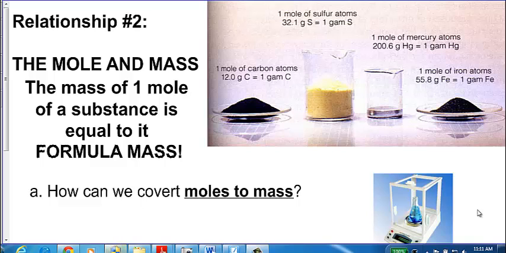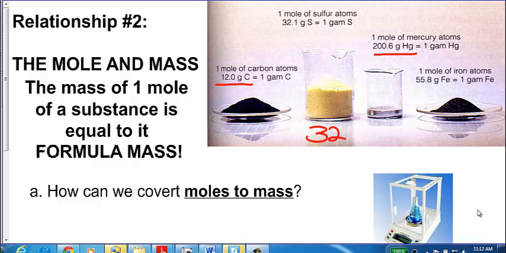And so what we came up with is that 1 mole is always equal to the formula mass of a substance. So if you want a mole of carbon atoms, since the formula mass of carbon is 12 grams, you would need to weigh out 12 grams of carbon. If you want a mole of sulfur, sulfur's formula mass is 32, you'd weigh out 32 grams of sulfur. If you want a mole of mercury, mercury's formula mass is 200.6 grams, so you'd weigh out 200.6 grams and you'd have a mole of mercury.